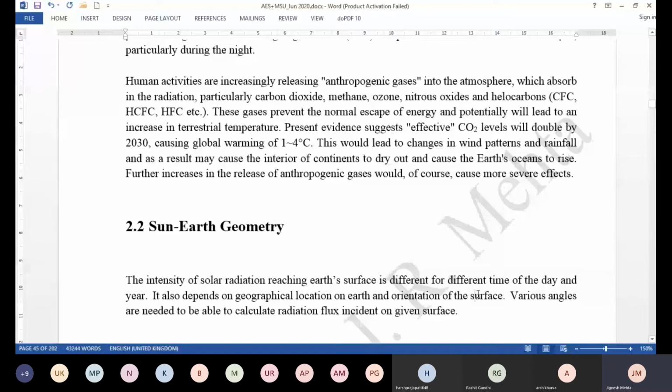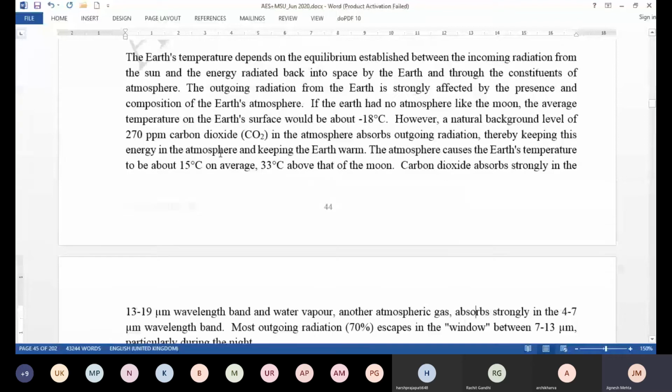So in a way, it is in a limit. It is necessary to sustain life on the surface of the earth, right? Because of this greenhouse effect, the earth's temperature remains at around 15 degrees Celsius on average. Otherwise, it would be so cool that life on earth would not be possible.